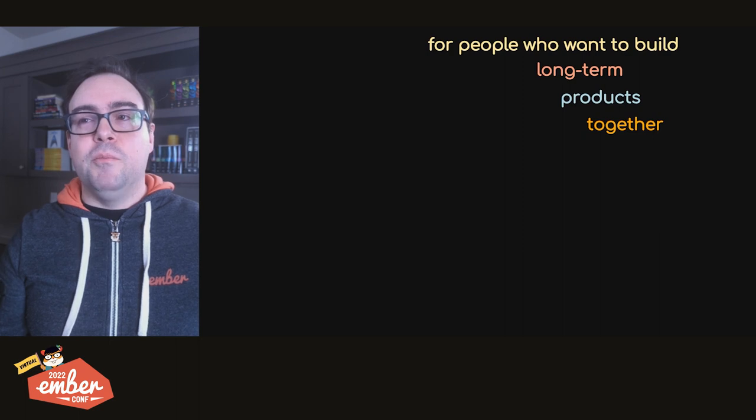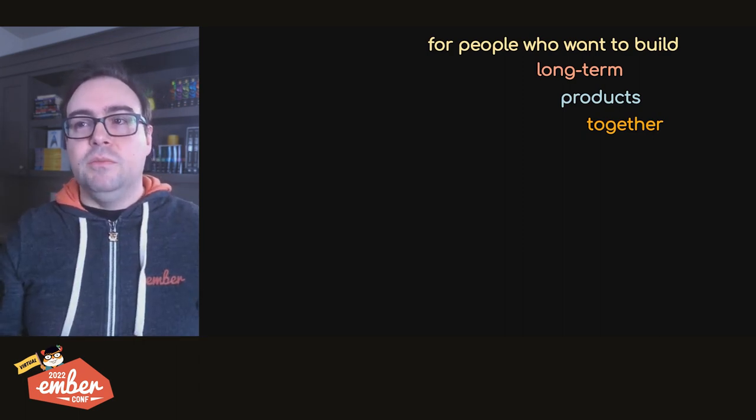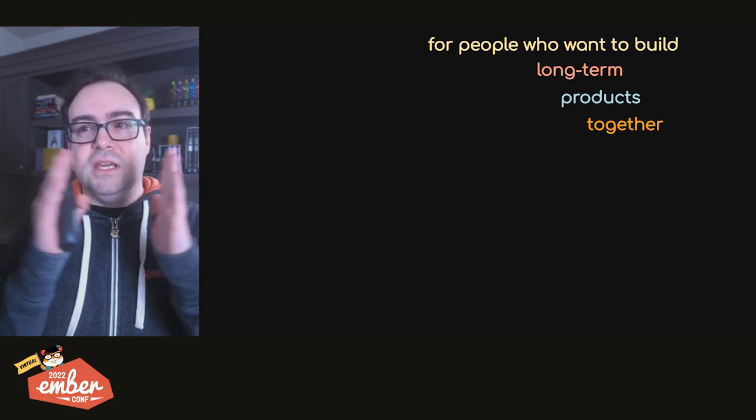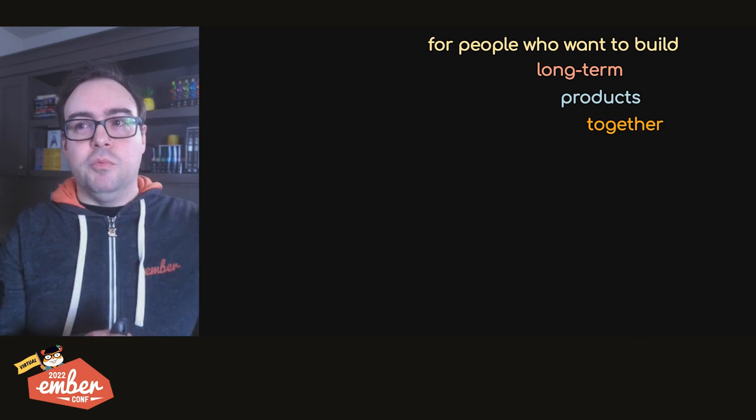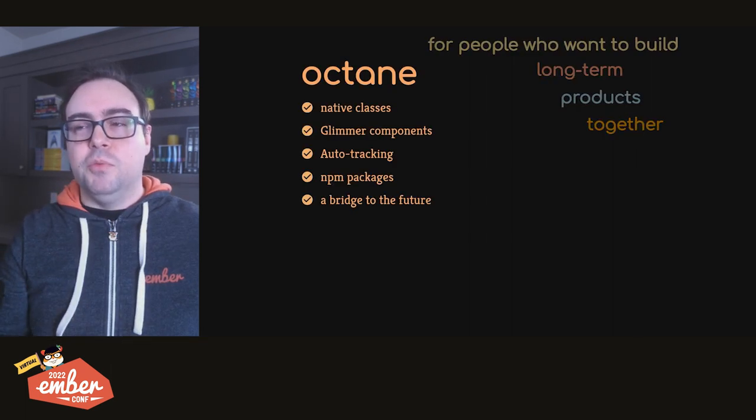Whew, that was quite the whirlwind tour. To recap, Ember is a framework for building long-term products together with others. That means that when we design the future we want to live in, we don't just design the future, we make sure that the present can live side by side with the future, and we build a bridge for everyone to cross. Octane was an incredible example of how far we can push that vision.